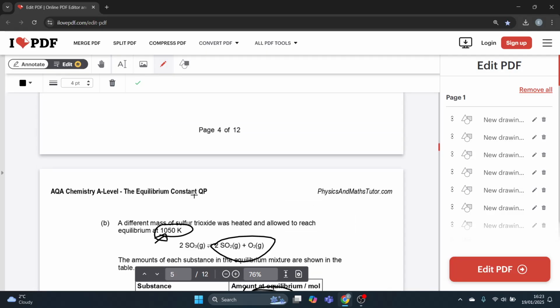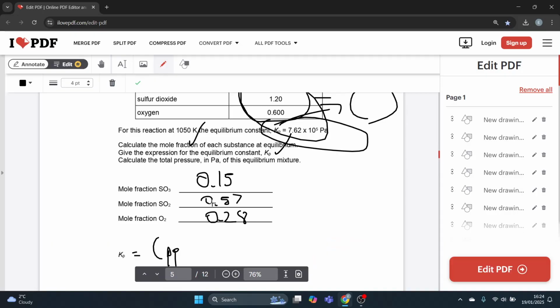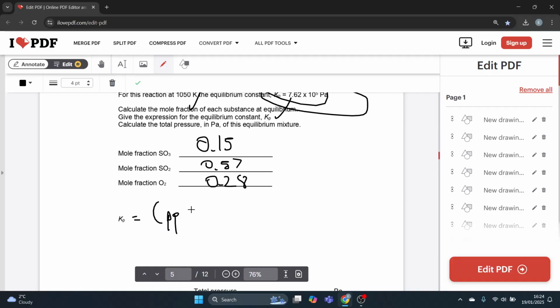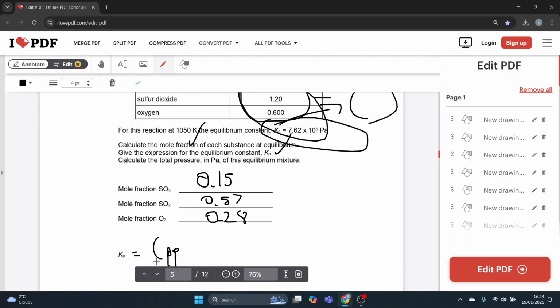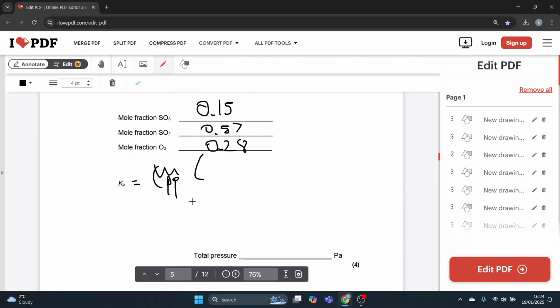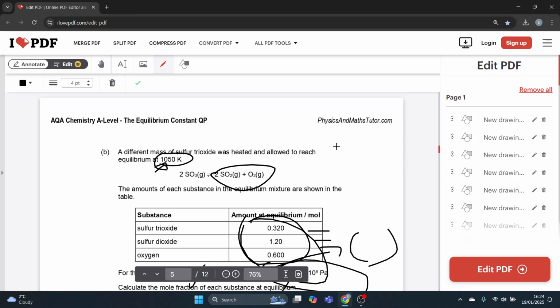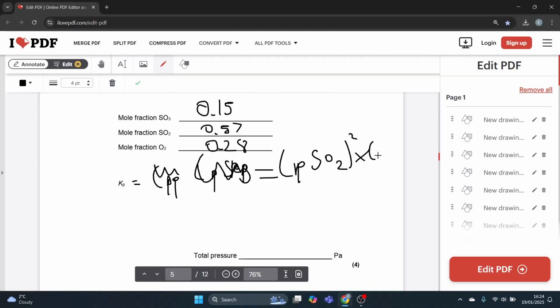So SO2 squared, but in this case I'm not giving partial pressure, I'm just giving the total pressure. So what I'm going to say is Kp equals the pressure of SO2 squared times the pressure of O2 divided by SO3 squared.